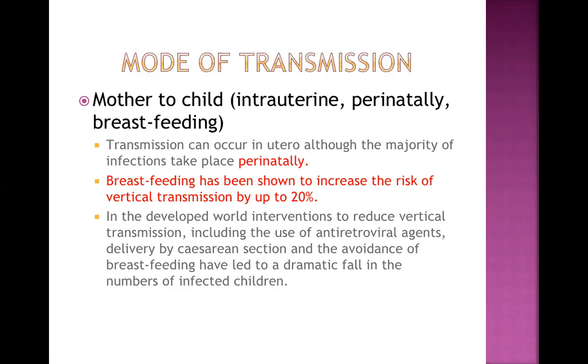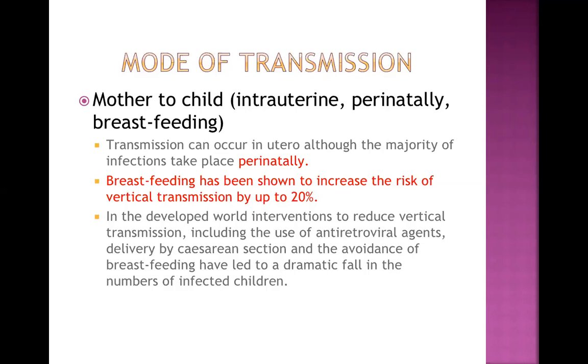Now, in the developed world, they have certain interventions to reduce vertical transmission, like the use of antiretroviral agents. Not only in the developed world, even in the developing world and all over the world these days, we use antiretroviral agents once a patient is confirmed to have HIV. Second modality is delivery by cesarean section. And third one is avoidance of breastfeeding. If we do all these three, then there is a dramatic fall in the numbers of infected babies by mother-to-child transmission.